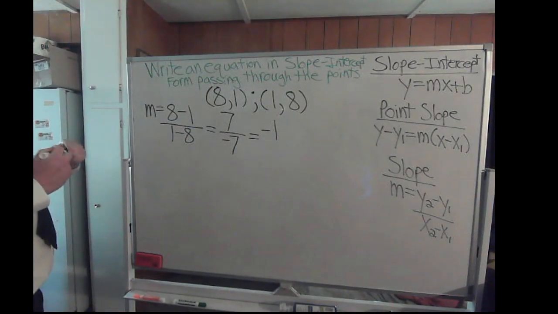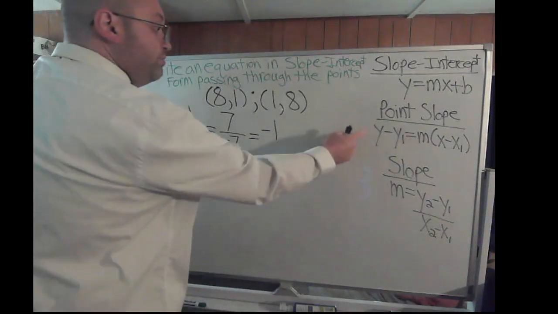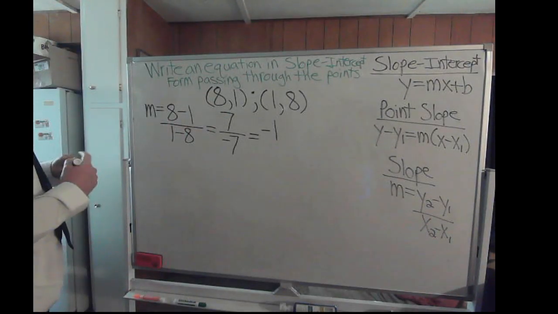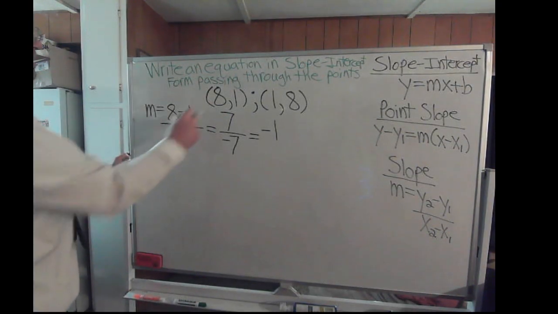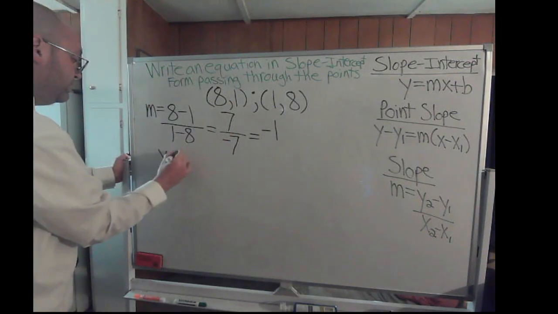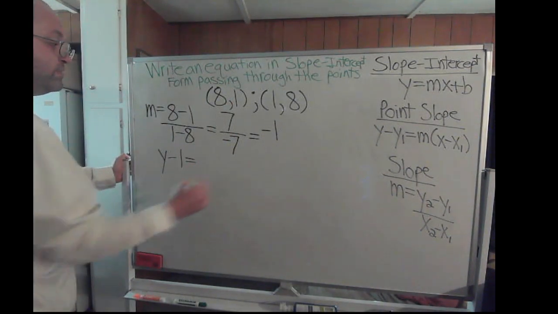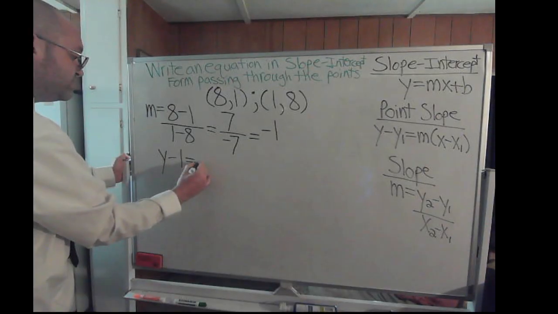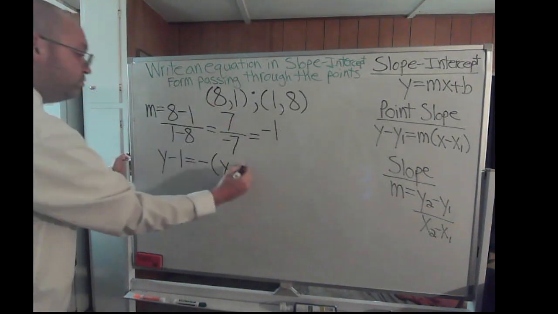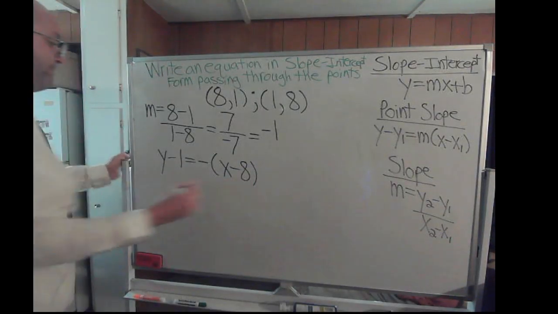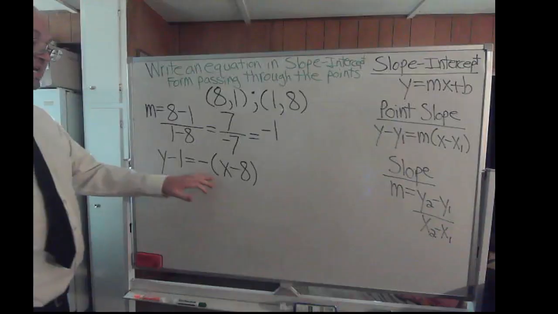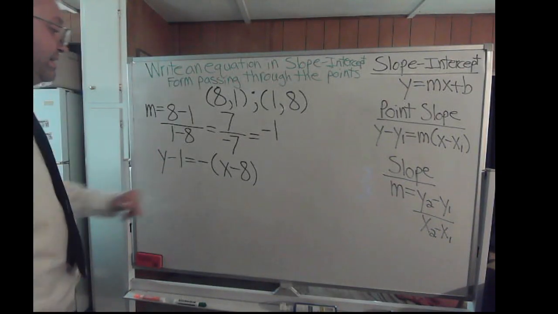Now that we've identified the slope, we can go to point slope form and just pick a point and run with it. So I'm going to pick 8, 1. y minus your y sub 1, which would be 1. You'll have y minus 1. Since your slope is negative 1, we could just put a negative sign outside of the quantity of x minus your x sub 1, which is 8. So point slope form looks like y minus 1 equals negative of the quantity of x minus 8.